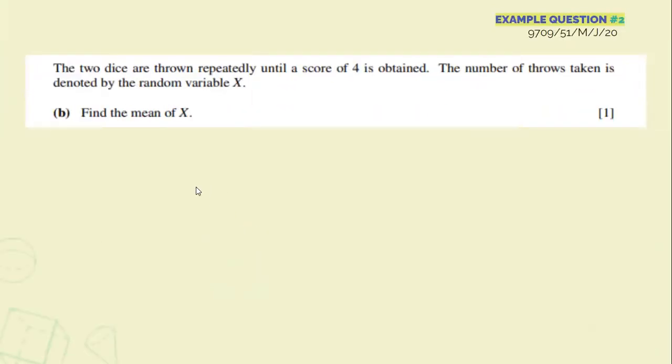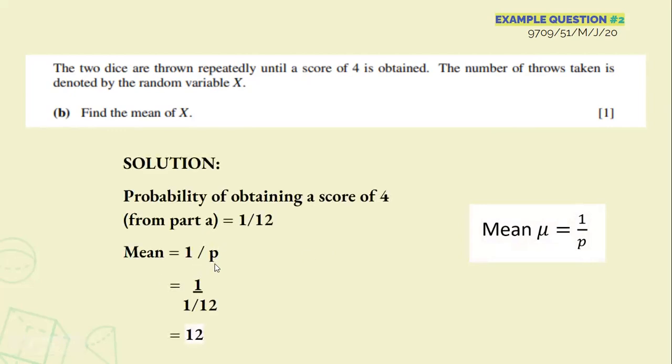Next, the two dice are thrown repeatedly until a score of 4 is obtained. The number of throws taken is denoted by the random variable X. Find the mean of X. To find the mean of X, since this is a geometric distribution, we can just use the formula we learned before, which is mean equals 1 over probability. Since the probability of getting a 4 is 1 over 12, and we got this from the previous part A, it will be 1 over 1 over 12, and from that we'll get 12, and that is our final answer.